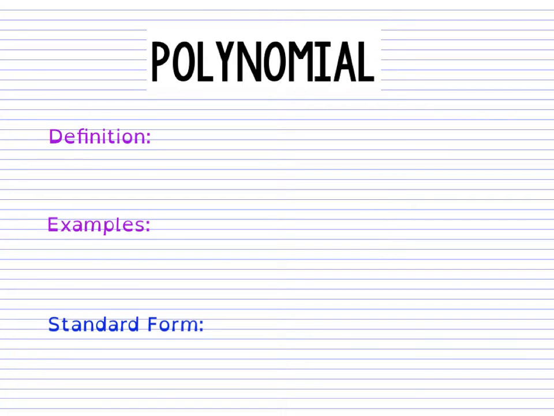So the definition of a polynomial is an expression consisting of many terms. Make that a little bit bigger so you can see it. So a polynomial is an expression consisting of many terms. So examples of polynomials. Sometimes it's easiest to talk about things through examples. Examples of polynomials. Well, one is just the number 5. Any single number can be a polynomial.